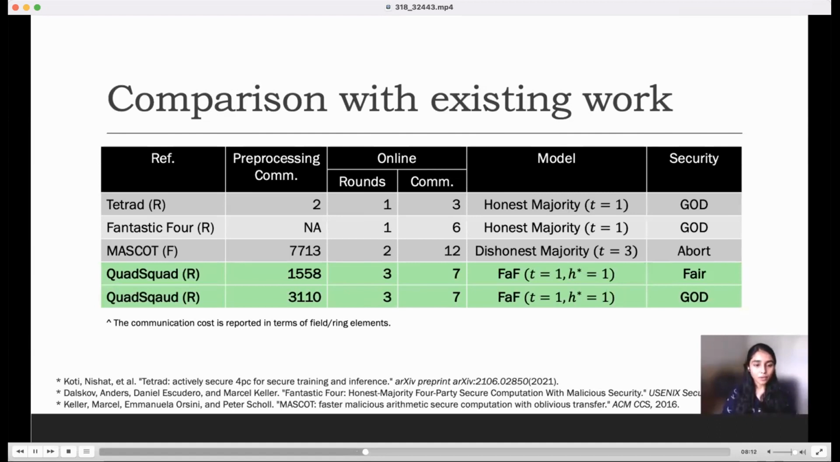On the other hand, our protocol completely outperforms the dishonest majority protocol of MASCOT, both in the pre-processing as well as the online phase, while improving the security guarantee from abort to FAIR and GOD. It is also important to note here that we achieve our GOD protocol with the same online cost as our FAIR protocol.